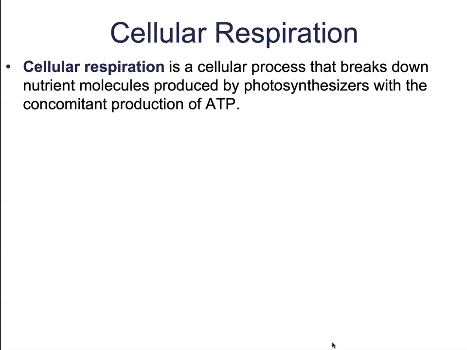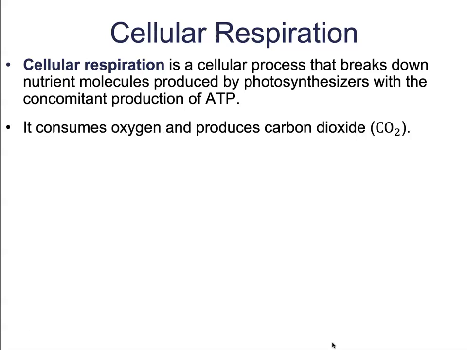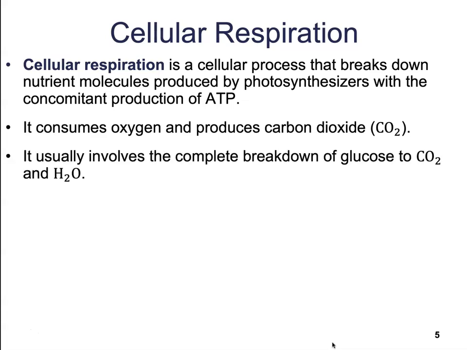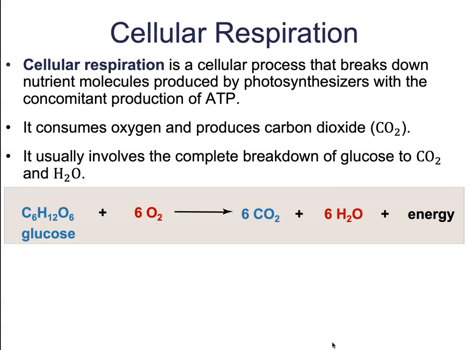It is the process by which cells acquire energy by breaking down nutrient molecules that have been produced by the photosynthesizers. Now, unlike photosynthesis, cellular respiration is going to use up oxygen and produce carbon dioxide. This involves the complete breakdown of glucose to carbon dioxide and water. Glucose is a high energy molecule, while carbon dioxide and water are low energy molecules.